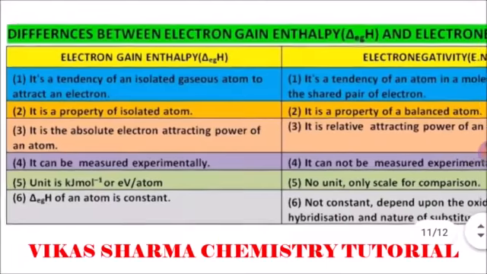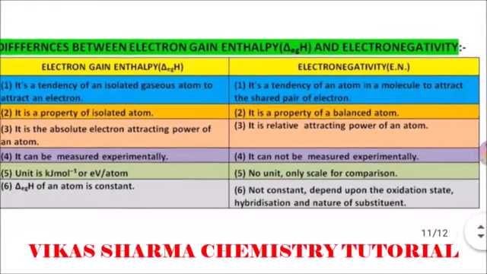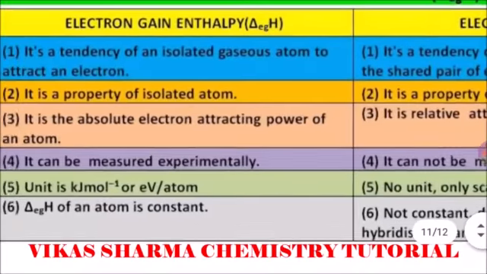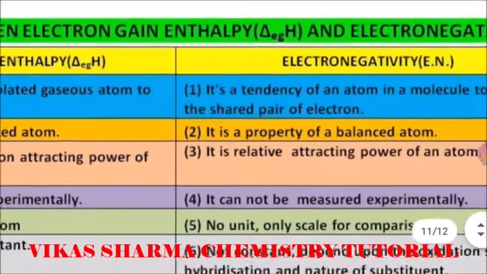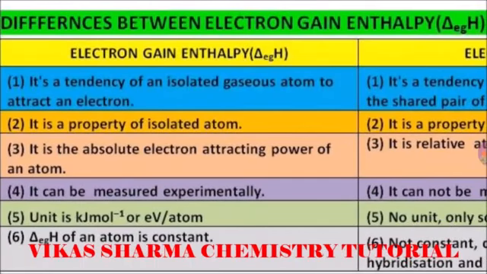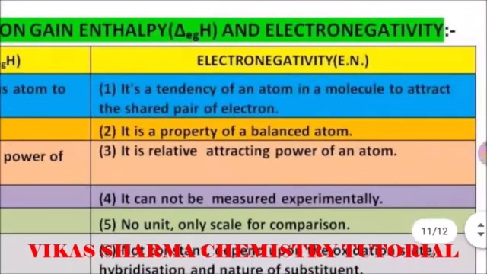Because it is an introductory point in class 11, students are often confused between electronegativity and electron gain enthalpy, but there are major differences between them. So these are the differences. First, electron gain enthalpy is the tendency of an isolated gaseous atom to attract an electron, but electronegativity is the tendency of an atom in a molecule to attract the shared pair of electrons.